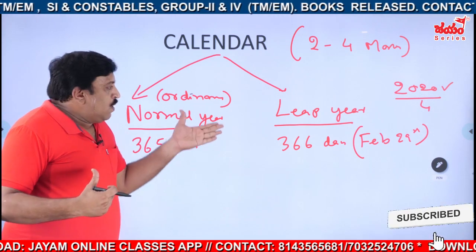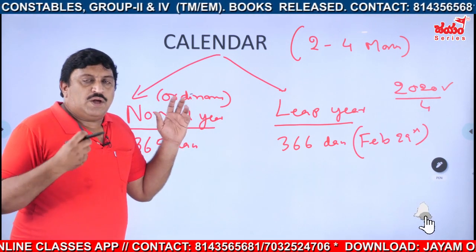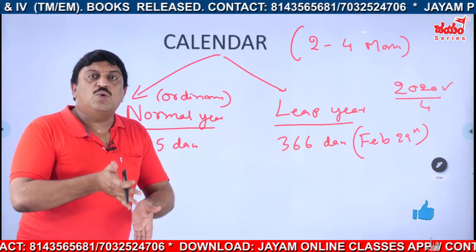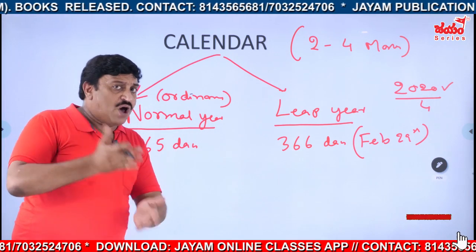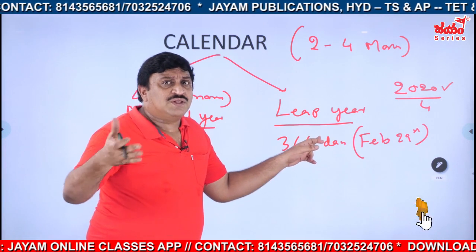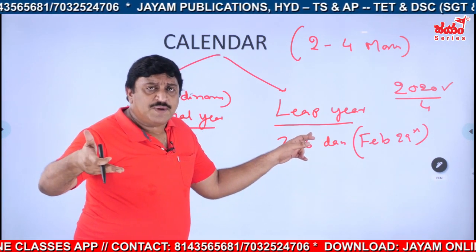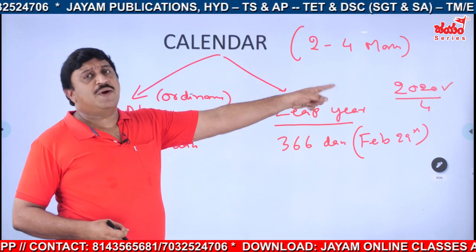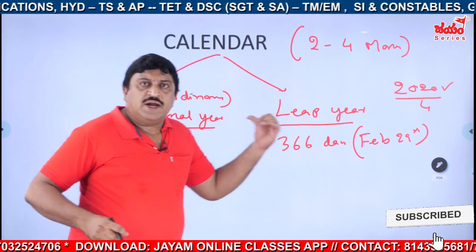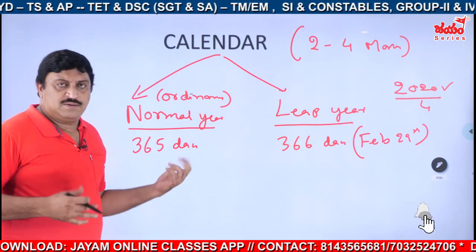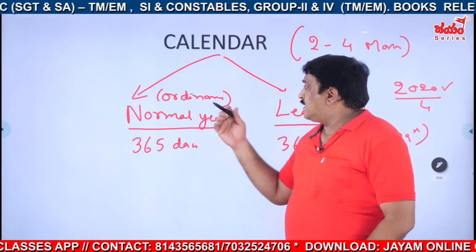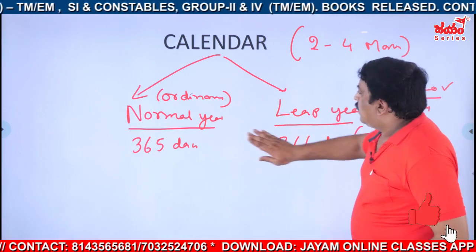First of all, we'll learn, if a year is given, how to identify a given year, either it is a normal year or leap year, right? So, a leap year comes every fourth year, which means definitely it should be divisible by 4. That is, if it is not divisible by 4, it is a normal year. Clear? Let us see one example, right?